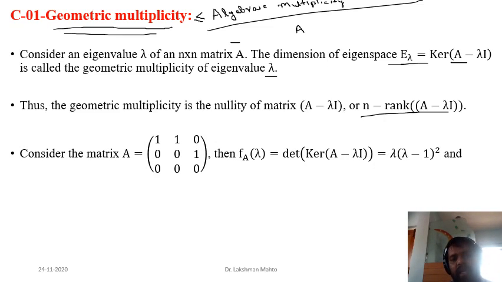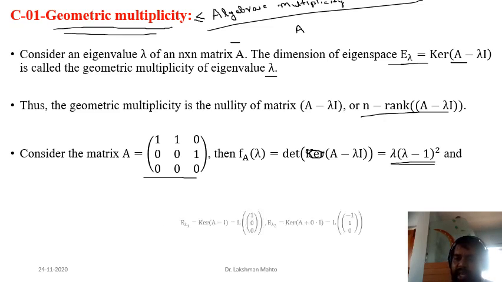Now consider a matrix. For example, I have taken the same matrix I discussed previously, with first row 1 1 0, second row 0 0 1, third row 0 0 0. What is the first task? We will find the characteristic polynomial, which is the determinant of A minus lambda I. If you simplify, you will see that the characteristic polynomial is lambda times lambda minus 1 to the power 2. This is a very nice characteristic polynomial, and from here we can easily get the eigenvalues.